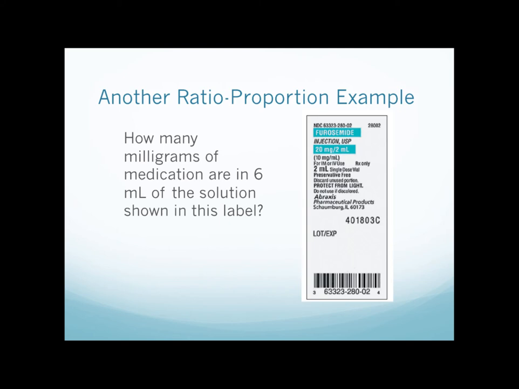Here's another ratio and proportion example. How many milligrams of this medication, furosemide, which is a diuretic, are in 6 mLs of the solution shown on this label? So I'm looking on the label and it says 20 milligrams per 2 mLs. I want to figure out how many milligrams is in 6 mLs.